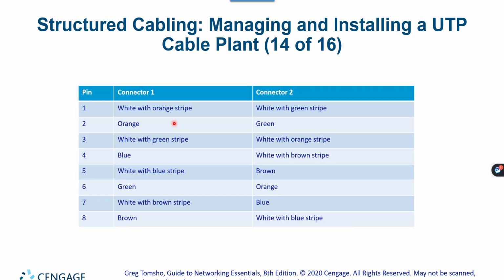So this is a crossover cable. Notice I have one standard on one end, starting with white, orange. On the other end of the cable, I start with green, white, green stripe with white. And again, that's called a crossover cable. And you use crossover cables to connect devices that are the same.